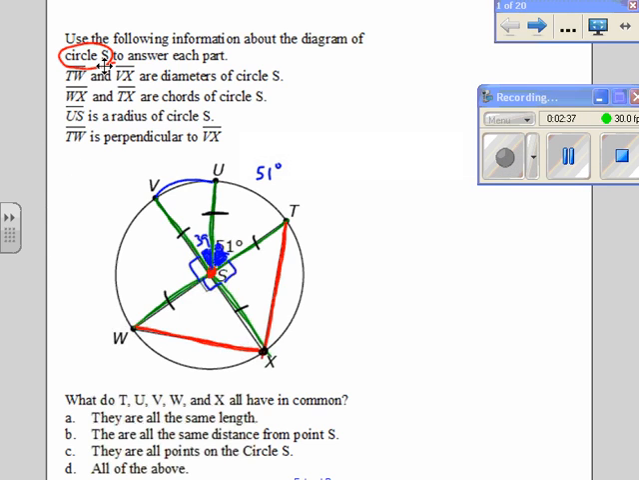So here's the question. What do T, U, V, W, and X have in common? So let's just go through and find all of those. T is here. U, V, W, and X have in common, well, they're endpoints of radii. I would say the endpoints of diameter, but U does not have that in common. So let's see. Are they all the same length? Well, points don't have length. Those are points, and they don't have length. So we rule out A. They're the same distance from point S. Yeah, if they're on the circle, they're the same distance from point S. So that's right. They are all points on circle S.